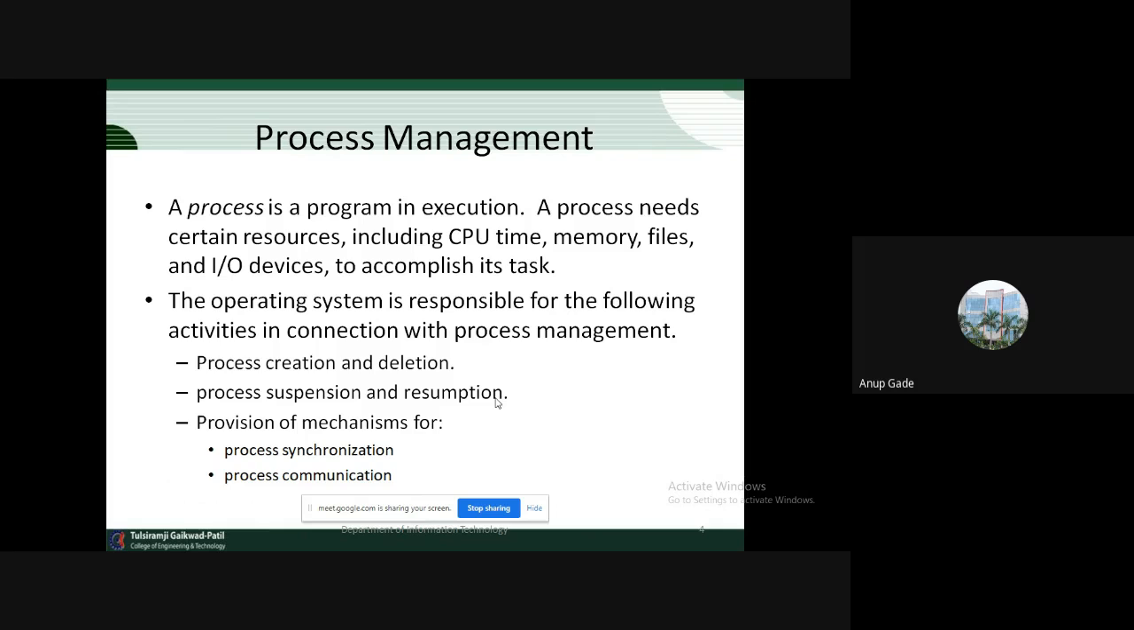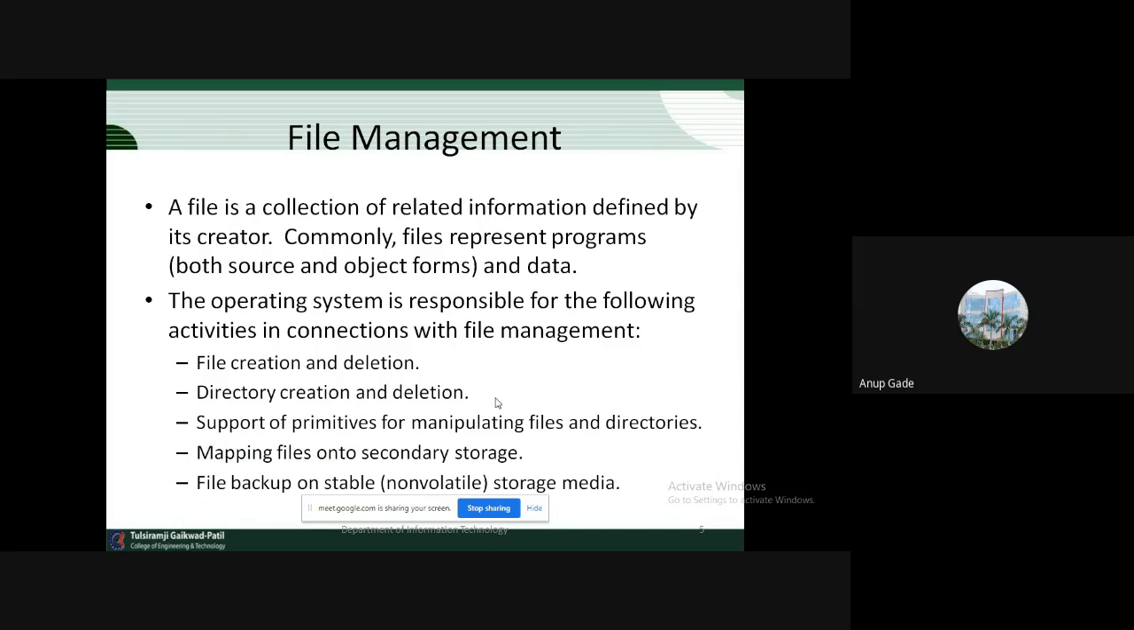The operating system is responsible for the activities with the processes, which include process creation and process deletion, process suspension and resumption, provision of mechanism for process synchronization and process communication. We are very well aware that process creation and its termination or deletion entirely come under the control of your operating system. And whenever a process has been created, it has to go through around 5 to 6 different stages throughout its life cycle.